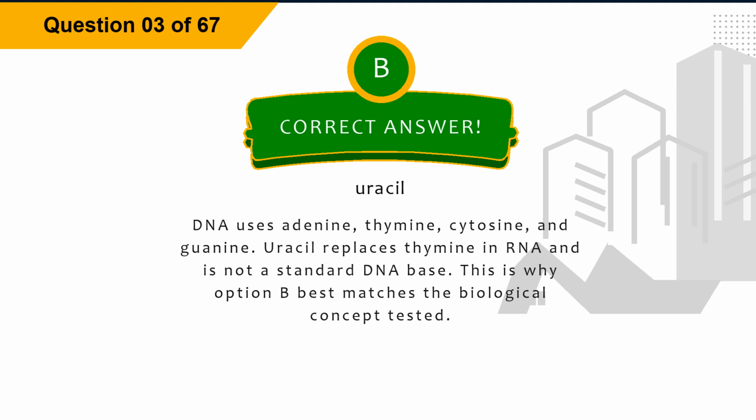Explanation. DNA uses adenine, thymine, cytosine, and guanine. Uracil replaces thymine in RNA and is not a standard DNA base. This is why option B best matches the biological concept tested.